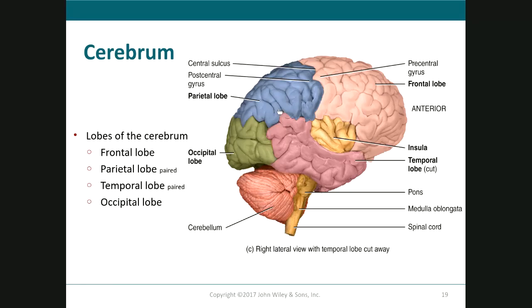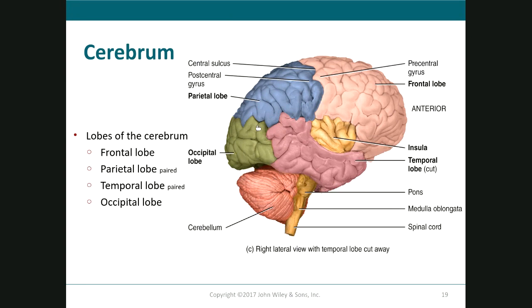So let's go over the lobes of the cerebrum. Again, now we know this is anterior and this is posterior. Here's the cerebellum. So this is called the frontal lobe. Remember, this would be the central sulcus. This is the parietal lobe, which is a paired lobe. Make sure you know these differences for your exams.